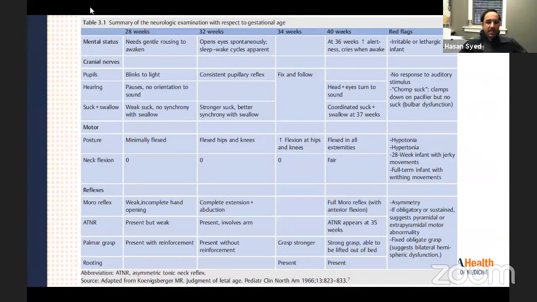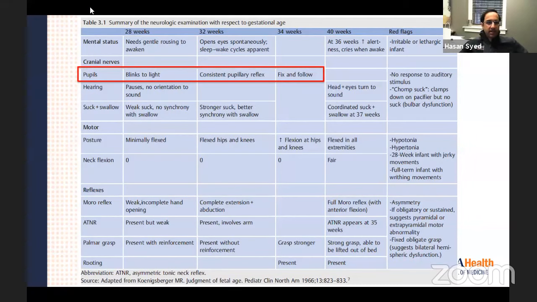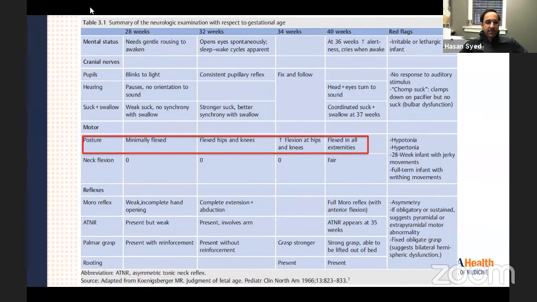This is a nice chart from the Principles and Practice of Pediatric Neurosurgery book, Albright's book. It goes through the neurological exam respective of the gestational age. The pupil response is key no matter what age there is. Usually a failure to blink to light may reflect an altered level of consciousness or even a structural lesion, so that's important to evaluate. Posture, there's usually a progression of tone in the upper extremities from extended in preterm infants to beginning to flex and then fully flexed at term.